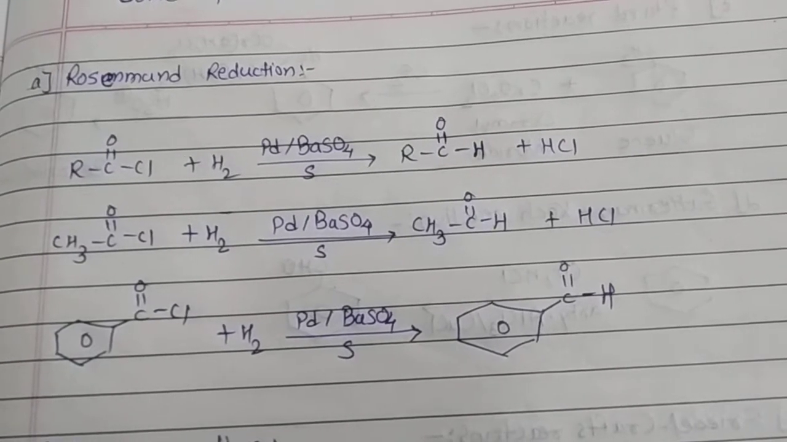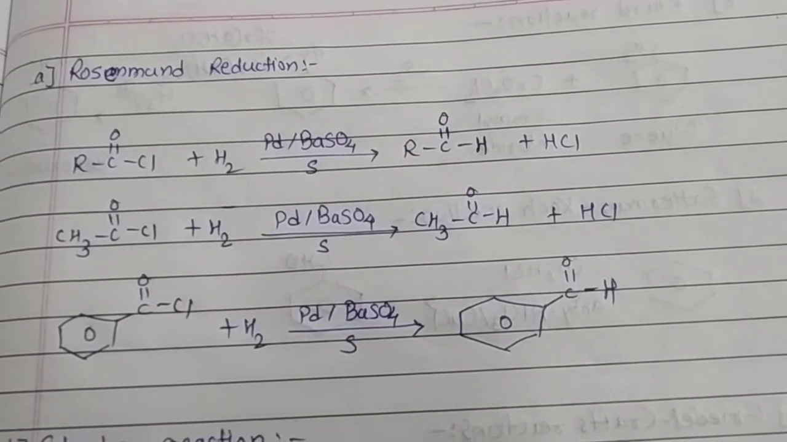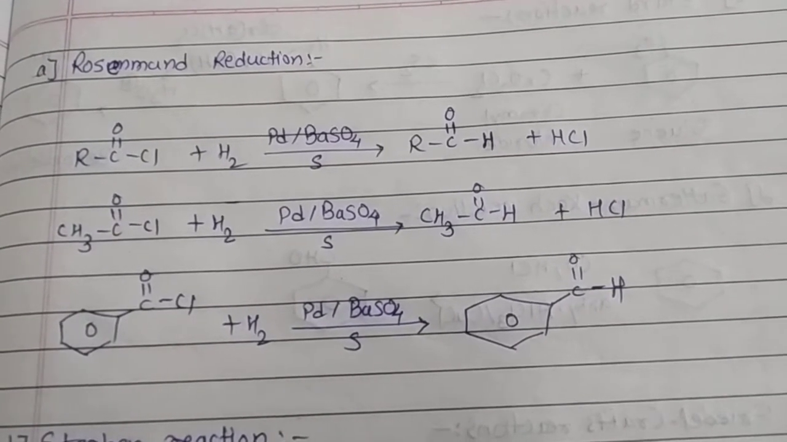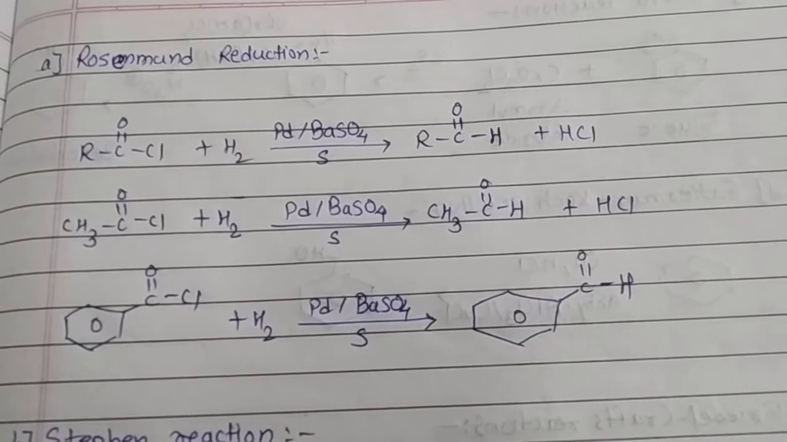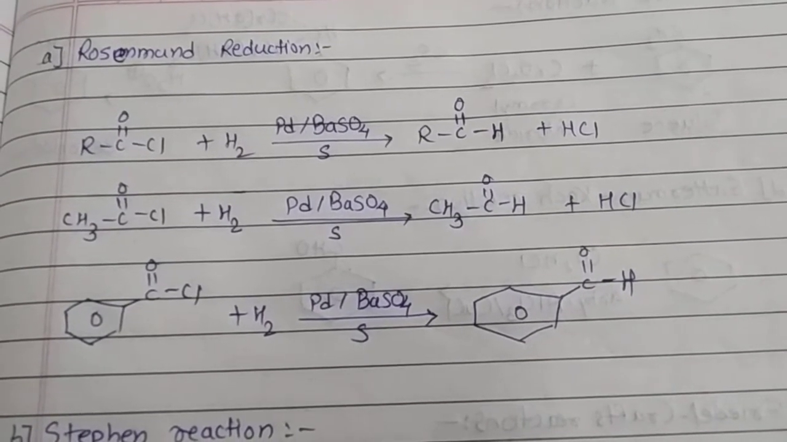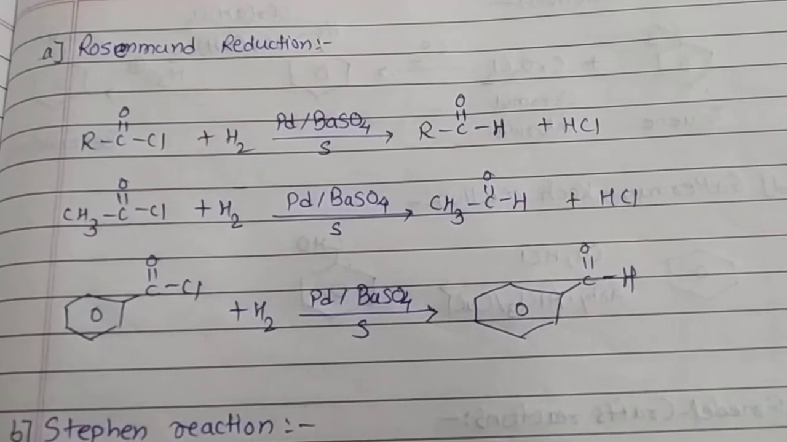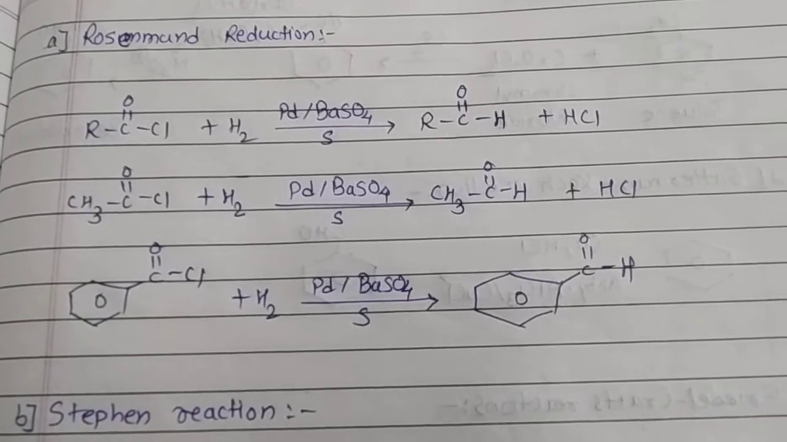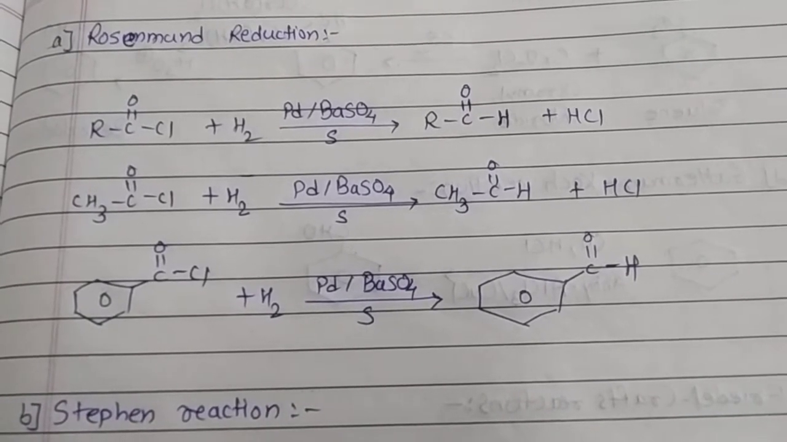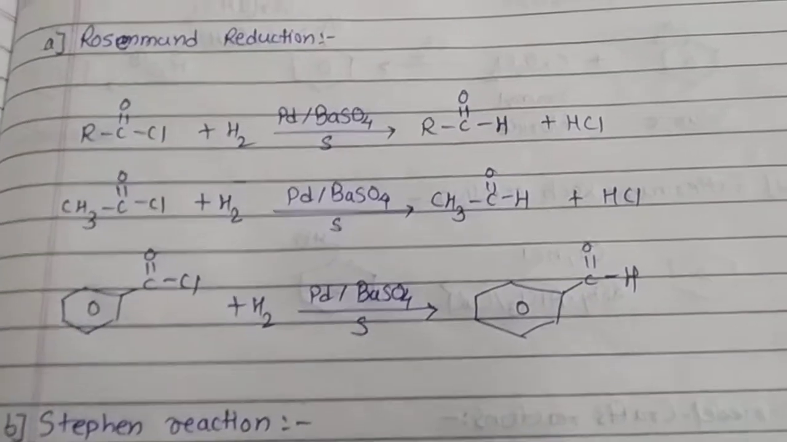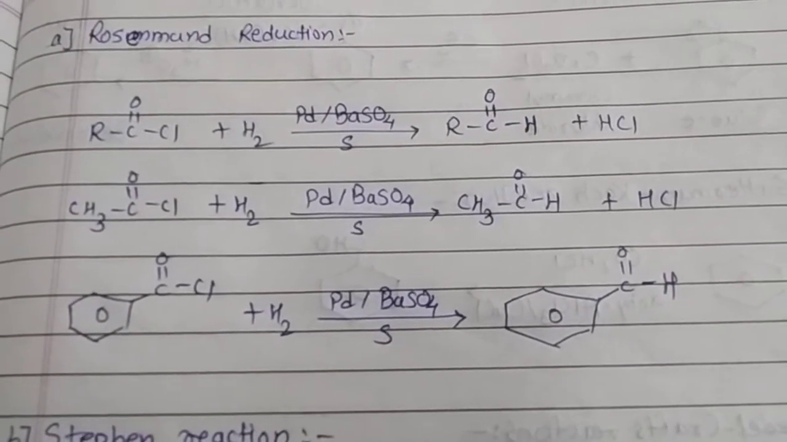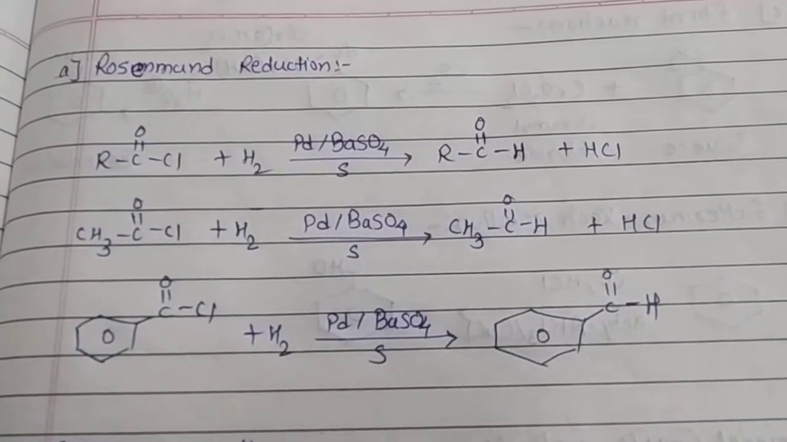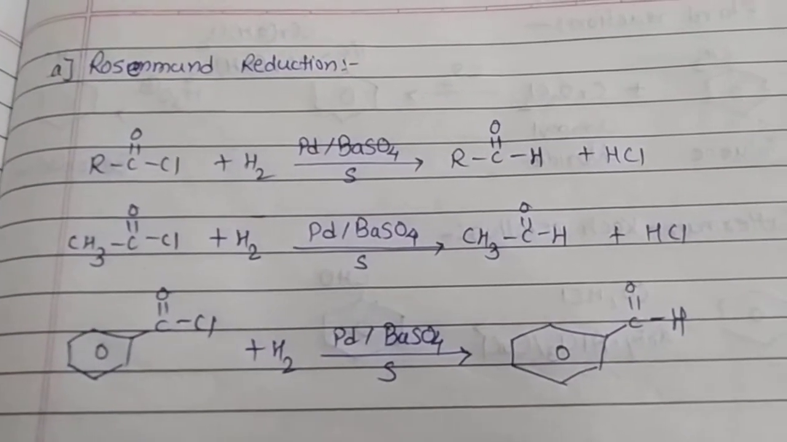Acid chloride is converted to the corresponding aldehyde by catalytic reduction. The reaction is carried out by passing hydrogen gas through a hot solution of acid chloride in the presence of palladium deposited over barium sulfate. So palladium on barium sulfate is used as catalyst here, and sulfur or quinoline is used as poison. So here sulfur is written. So this is, we can say, a substitution reaction. Chlorine is removed and in that place hydrogen is there.